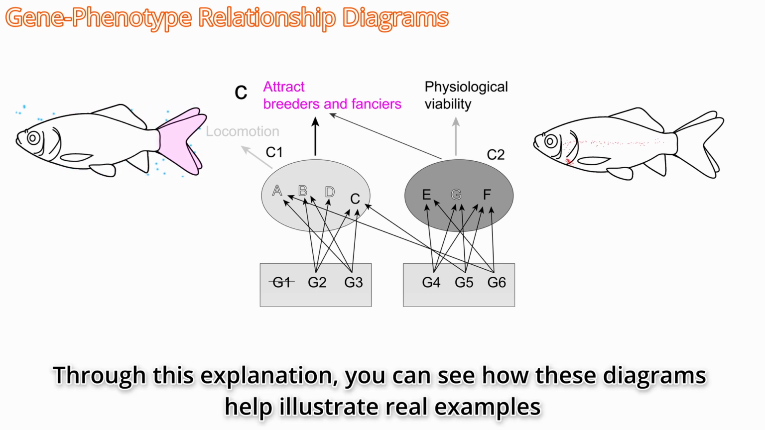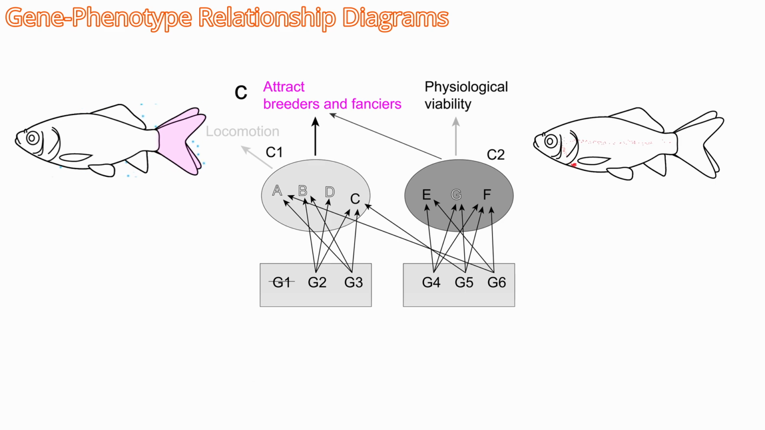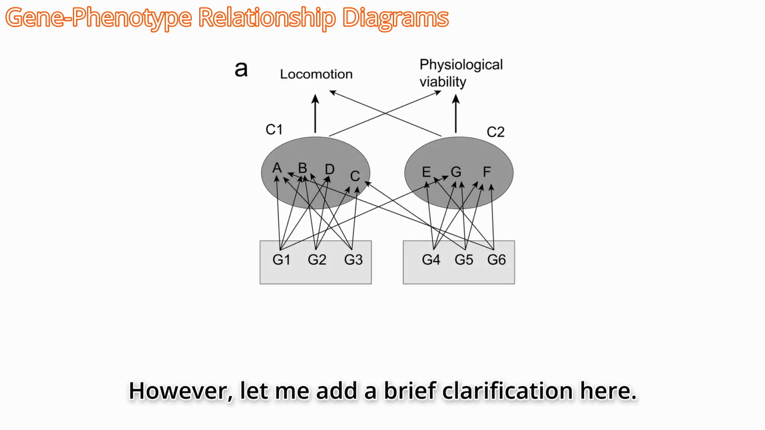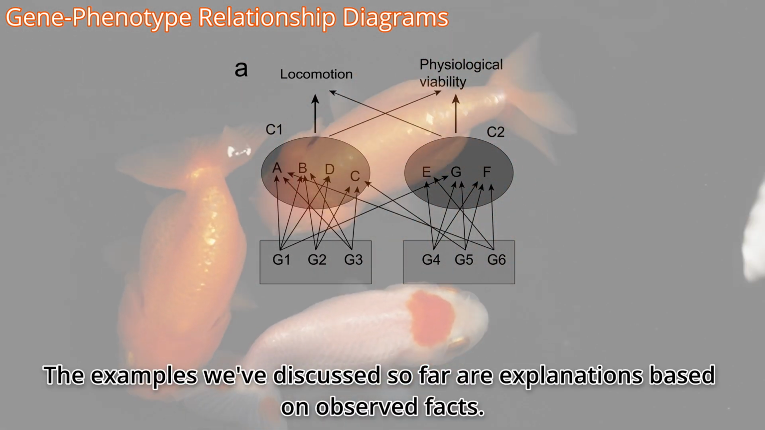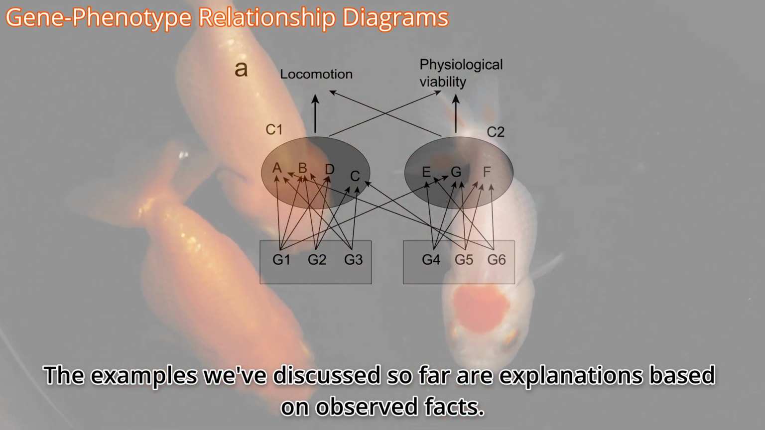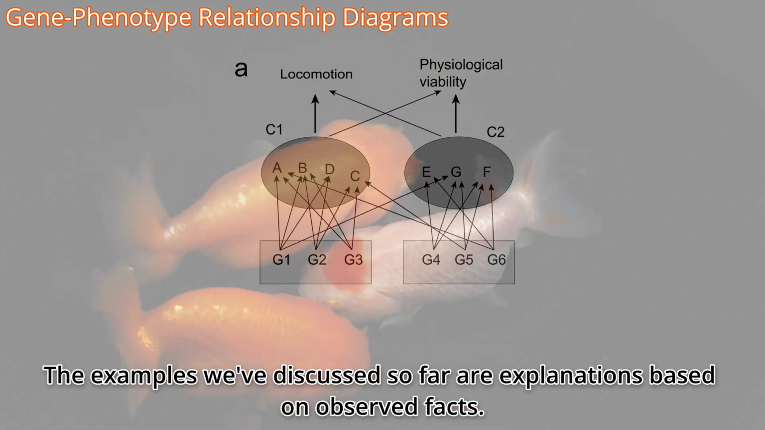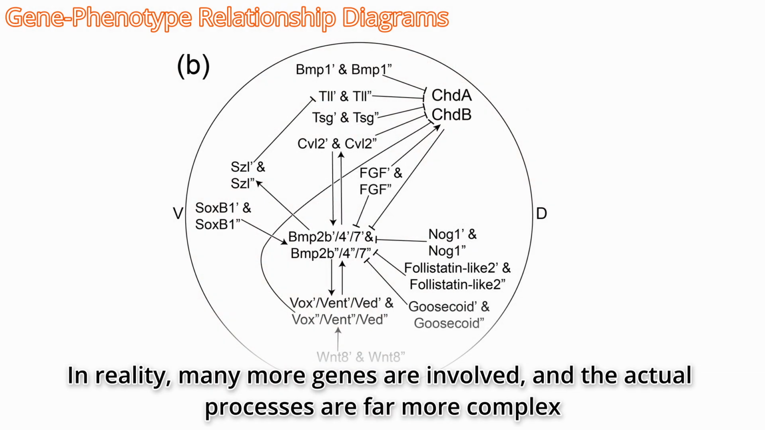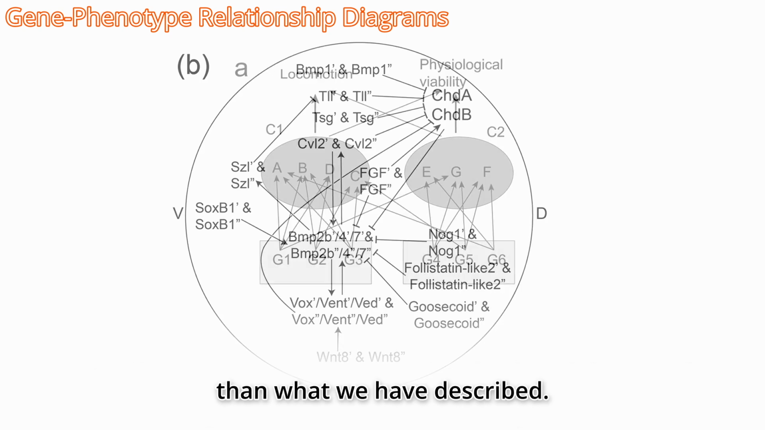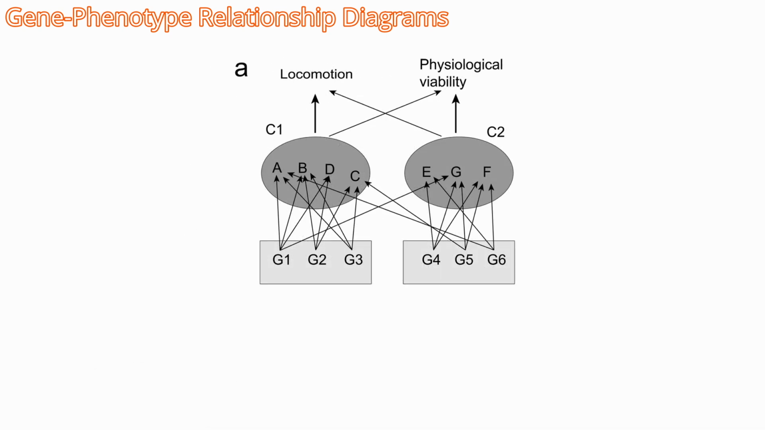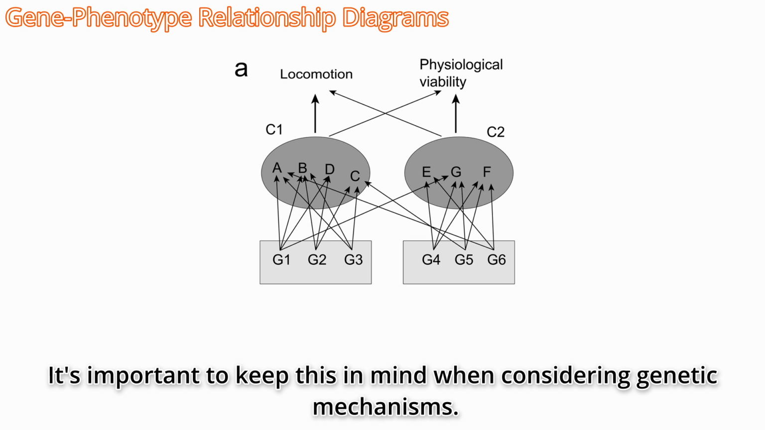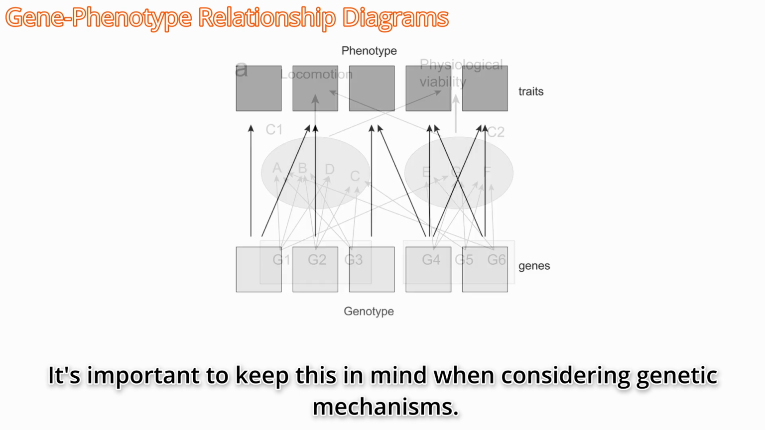Through this explanation, you can see how these diagrams help illustrate real examples of goldfish morphology. However, let me add a brief clarification here. The examples we've discussed so far are explanations based on observed facts. In reality, many more genes are involved and the actual processes are far more complex than what we have described. It's important to keep this in mind when considering genetic mechanisms.